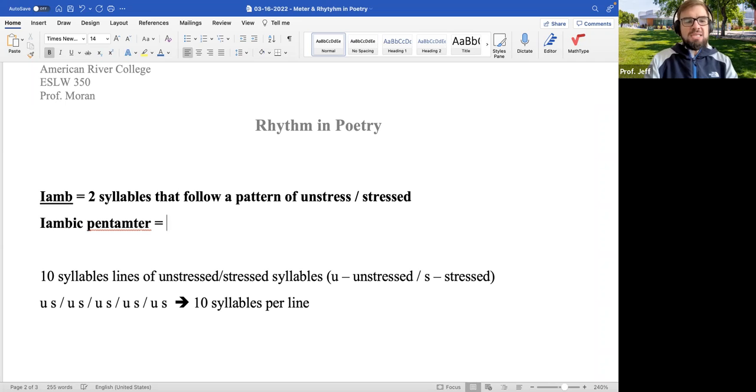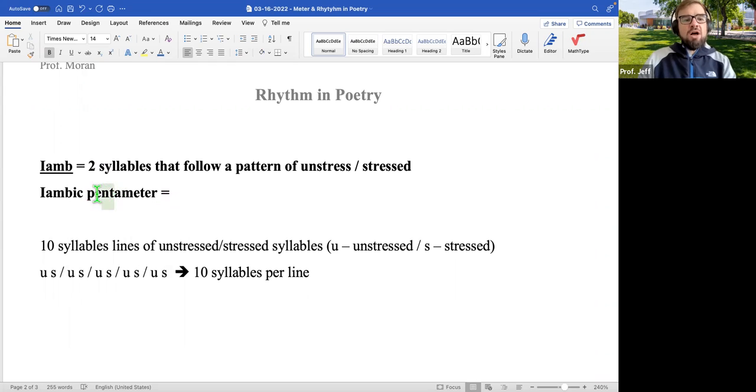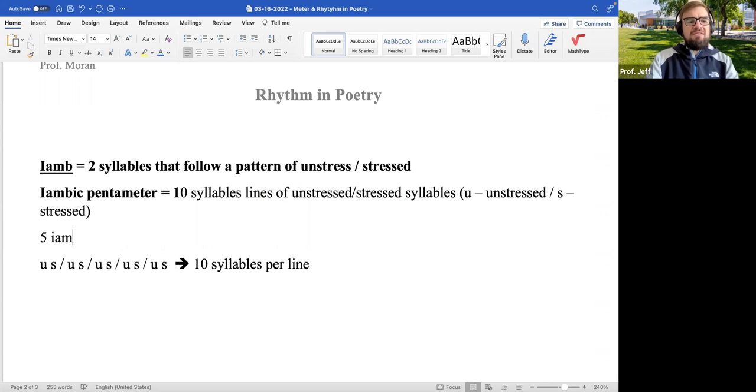And when I say iambic pentameter, pentameter comes from meter, literally meter, right? You can have all types of different forms of meter, but pentameter refers to the number of syllables in a specific line. And iambic pentameter, exactly as I say here, is 10 syllable lines of iambs, 10 syllable lines of unstressed and stressed syllables. And that means there are five iambs in a 10 syllable line, because each iamb is two syllables.